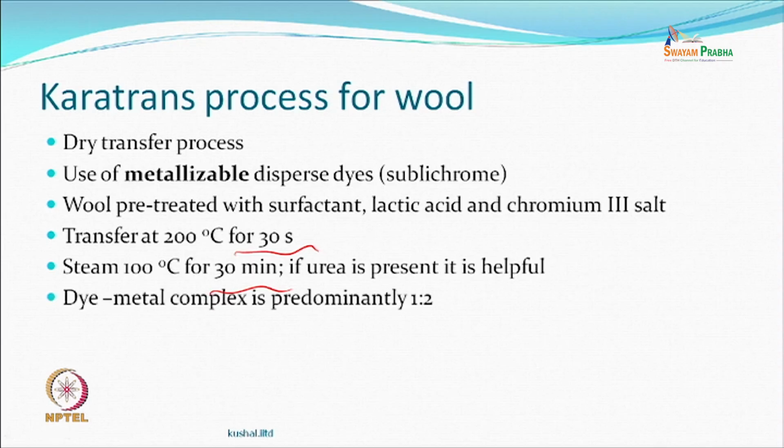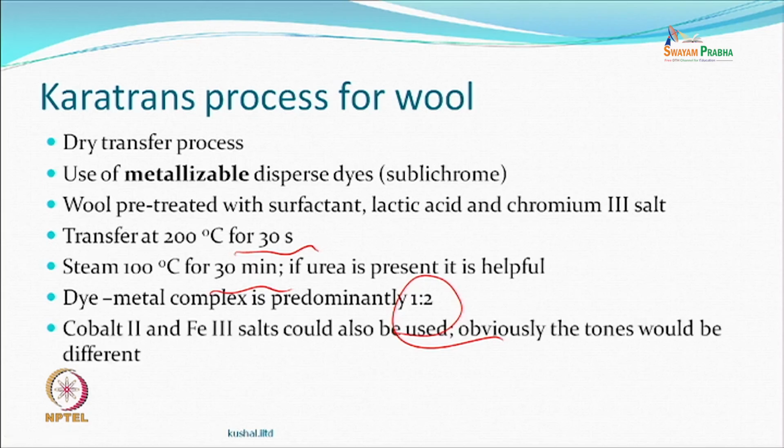So dye and metal complex is formed, which predominantly is a 1:2 metal complex. 1:1 also can form, but 1:2 is the maximum that they found. So once the metal complex is formed, with 1:2, the chances of the dye getting off are quite less because of the coordination bonds that the metal complex is going to make. So this chelation is what happens here.